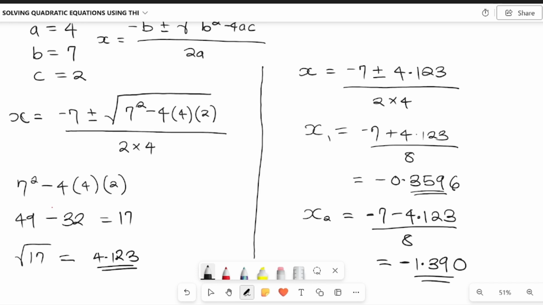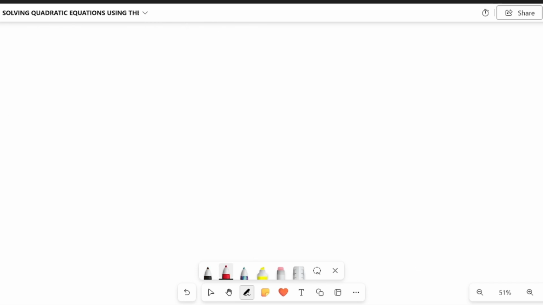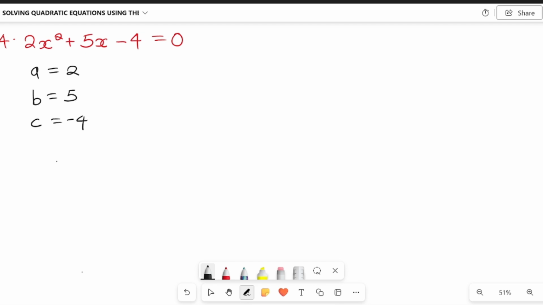Let's look at the fourth example. For our fourth example, we have 2x squared plus 5x minus 4 equals 0. Again, feel free to pause the video and try this question before we work it out together. So in this equation, our a is equal to 2, b equals 5, and c equals negative 4.